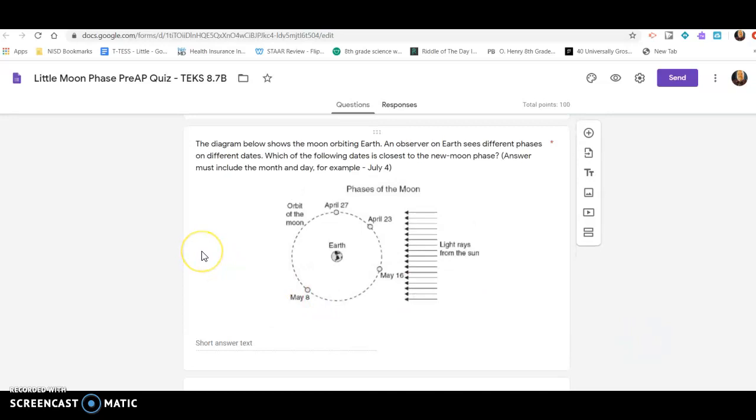The diagram below shows the moon orbiting Earth. An observer on Earth sees different phases on different dates. Which of the following dates is closest to the new moon phase? Answer must include the month and day, for example, July 4th. So again, you're going to put in a short answer here. Is it going to be April 23rd, April 27th, May 8th, or May 16th? Which of those dates is closest to the new moon phase?